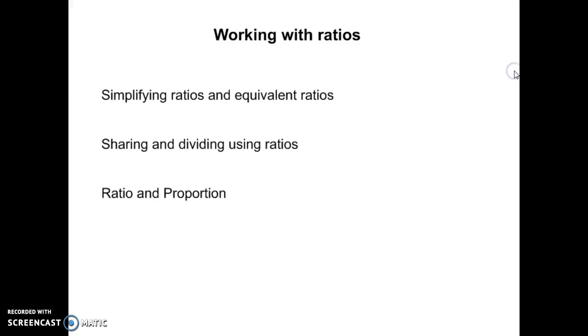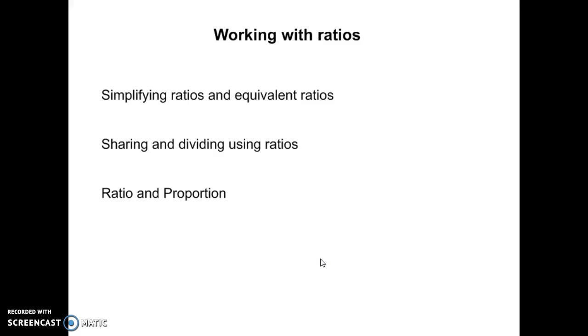There are three areas of ratios that I want to cover. Firstly, simplifying ratios and looking at equivalent ratios. Secondly, sharing and dividing using ratios. And finally, ratio and proportion. There's more stuff there than I can fit in one video, so that's probably going to end up being three separate videos. So, I'll start with the simplifying, but before I do, quick definition.